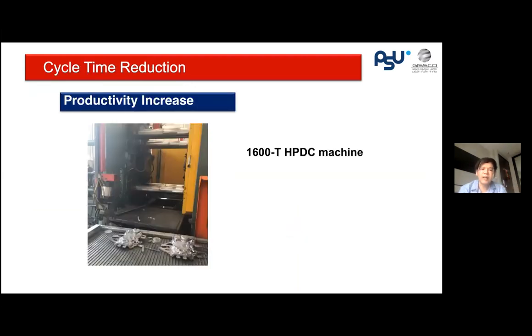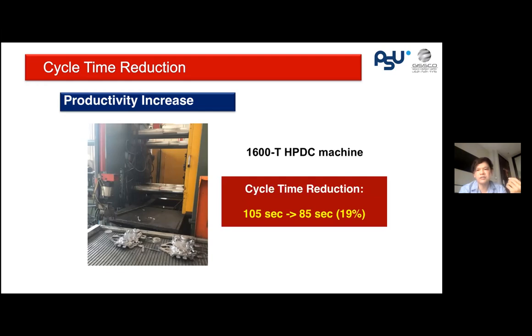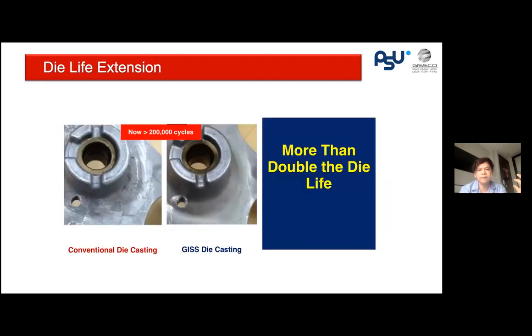As I mentioned, we have to compensate for the heat content and the mold temperature, so that we need to reduce the die time and spray time, so that we can reduce the total cycle time of the process. In this case, it's about 19% for this customer.